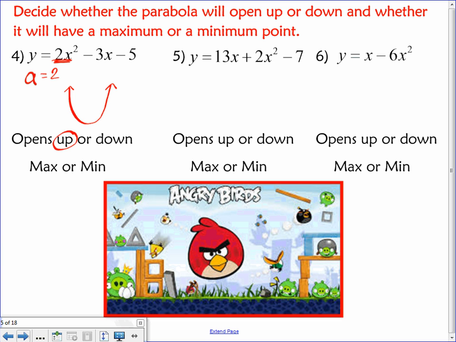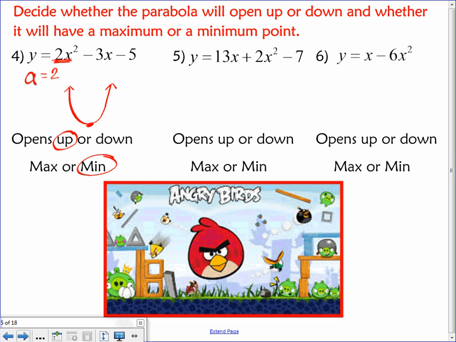And then will it have a maximum or minimum value? Well, look at that point. Is that the highest or the lowest point? That is the lowest, so it's the minimum value. To me, it's easier just to kind of draw a little sketch, and it's easy to see whether it's a maximum or a minimum value for that vertex.